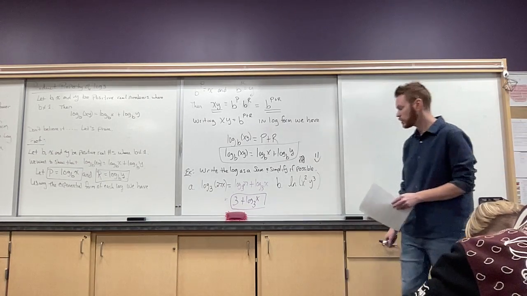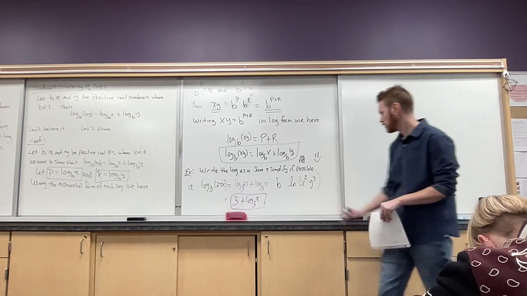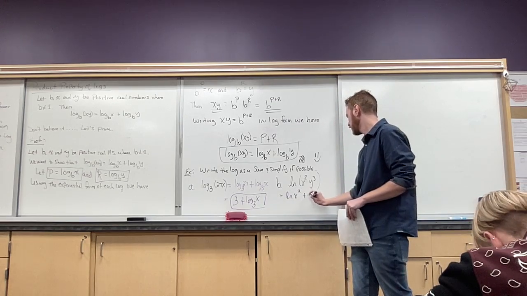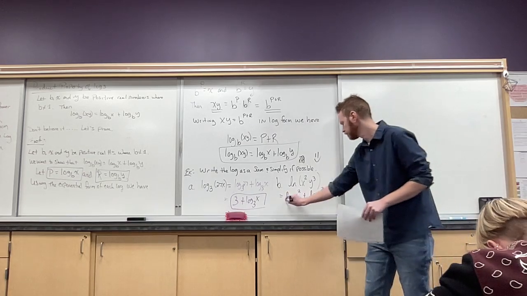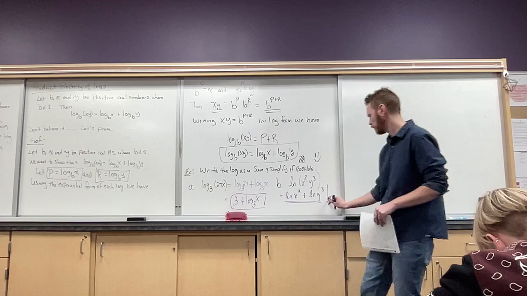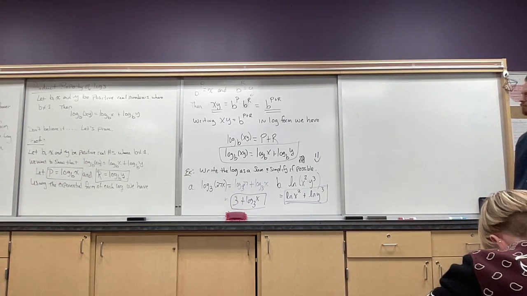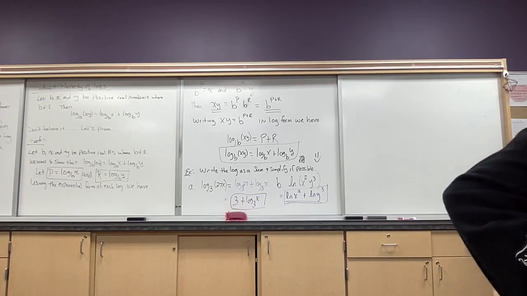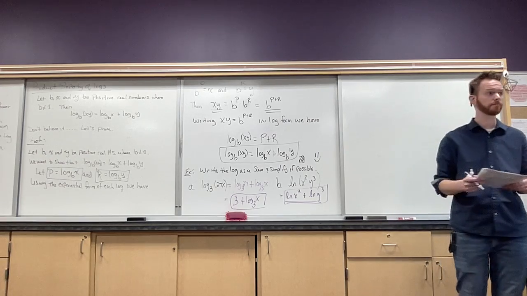Now this guy, just because it's a natural log doesn't mean the rule doesn't apply. It still does. So this is going to equal ln x squared plus ln y cubed. And we're done. I boxed that one. Why didn't I box this one? I'm trying to be consistent. Any questions? So far, so good. Okay, that's the product property.